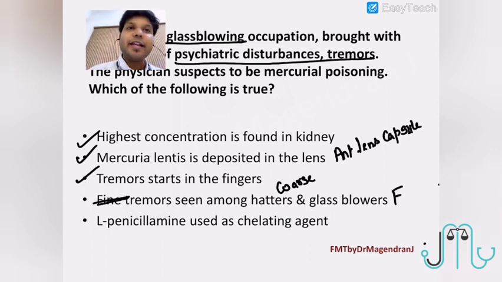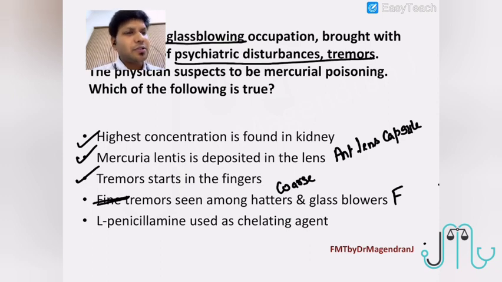L-penicillamine is used as a chelating agent. Yes, we do use penicillamine, but we don't use L-penicillamine. L-penicillamine is more toxic. It can cause optic neuritis. It has more toxic features. We use D-penicillamine. Penicillamine, you know, is a basic degradation product of penicillin, and it is important for you to take a penicillin allergy history before starting penicillamine.